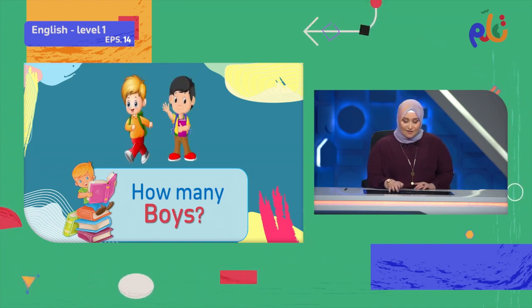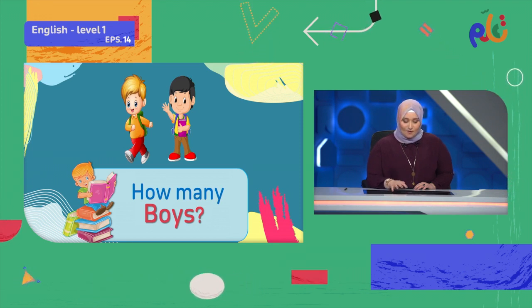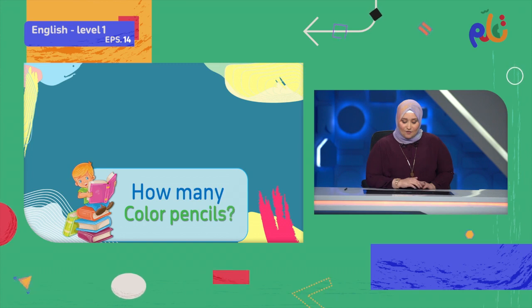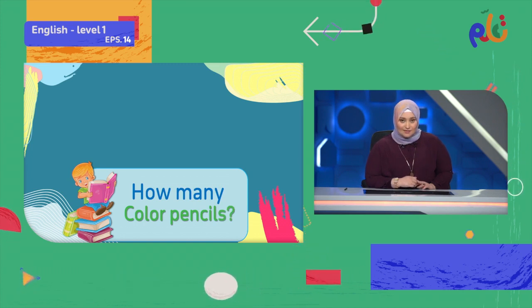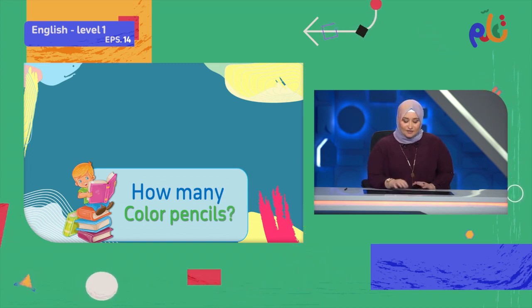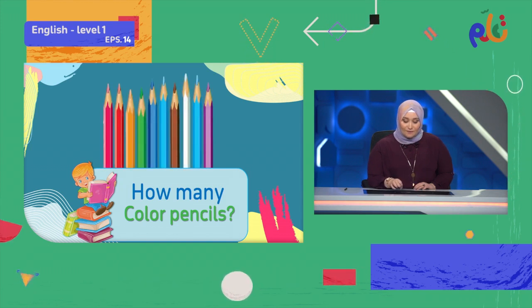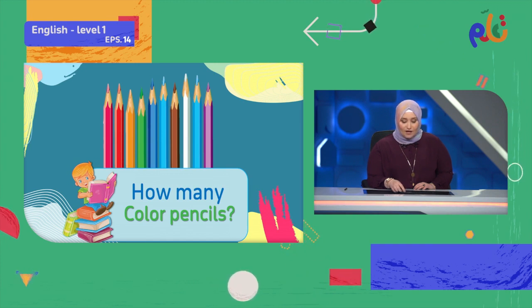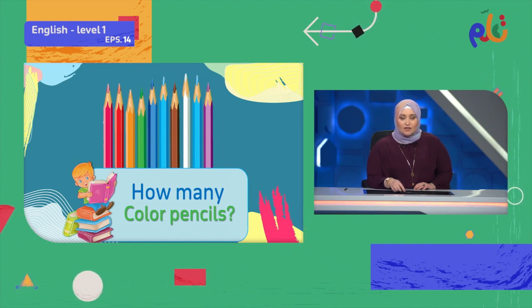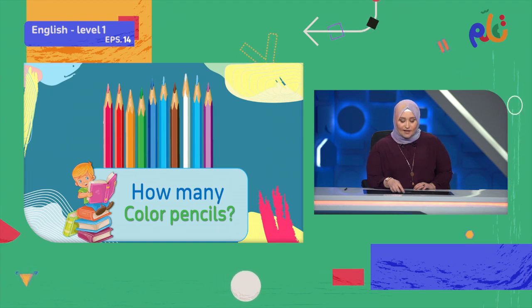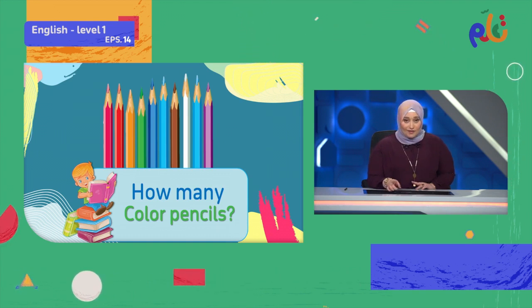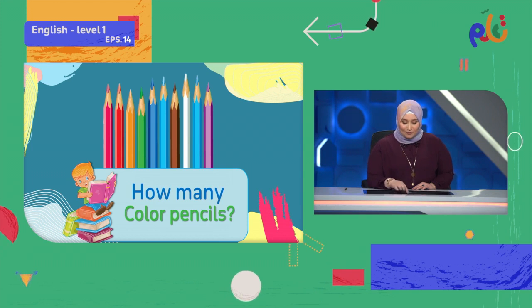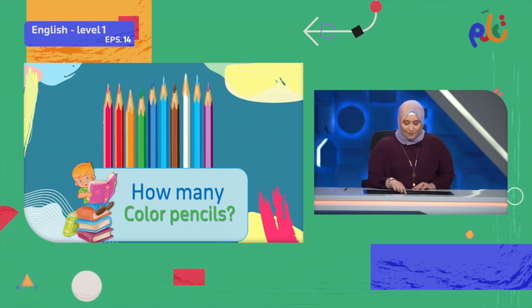How many boys can you see? We see 2 boys. How many color pencils can we see? 1, 2, 3, 4, 5, 6, 7, 8, 9, 10. I hope you're counting with me. أتمنى تكونوا بتريبيتوا ورايا، بتعيدوا ورايا وبنكount together.